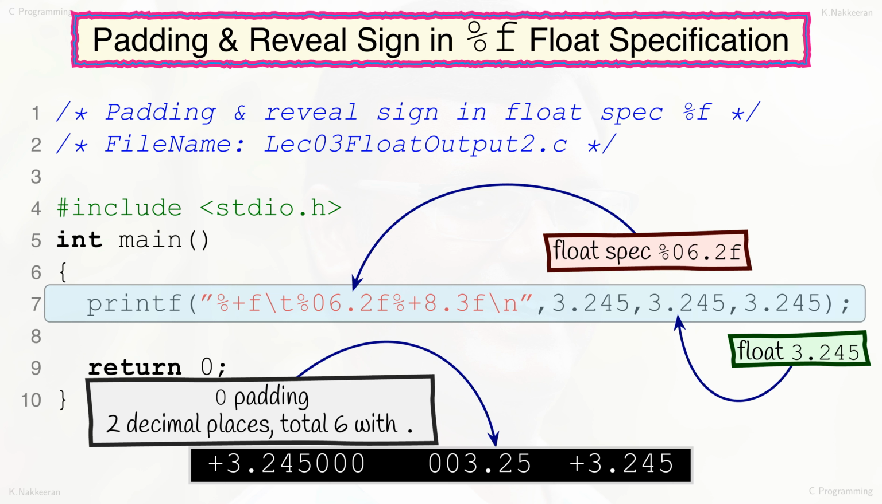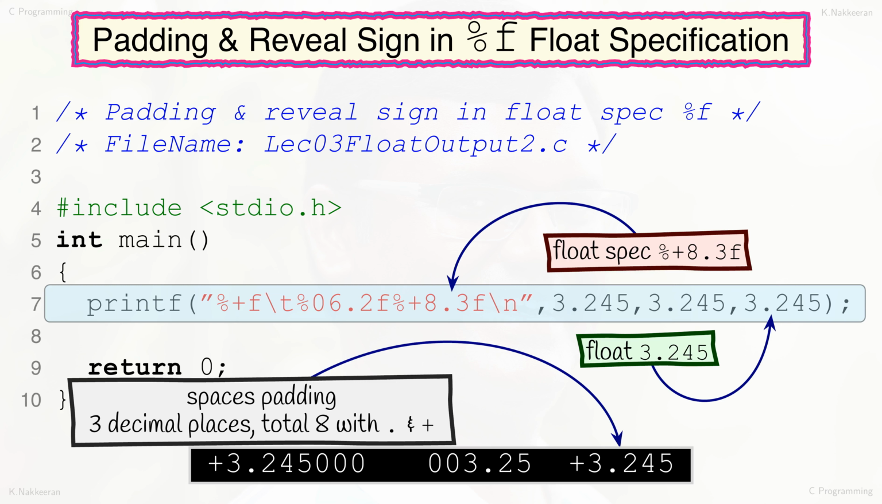%06.2f specification will display the number with 2 decimal places and pad so many zeros in the front of the number to fill the total characters as 6 including the decimal point. 3.245 has 3 decimal places numbers, so it will be rounded off to 2 decimal places number as 3.25. 3.25 has 2 decimal places, add 1 for the decimal point character and add 1 more for the unit quantity 3, totaling to 4. 6 minus 4 is 2 and hence, 2 zeros are padded in front of the number displayed as per %06.2f specification.